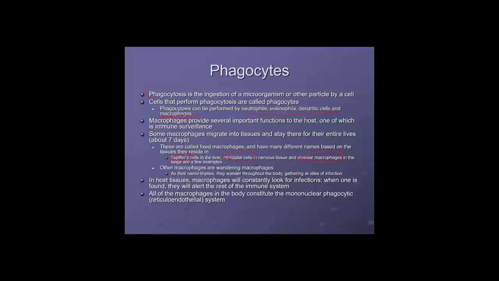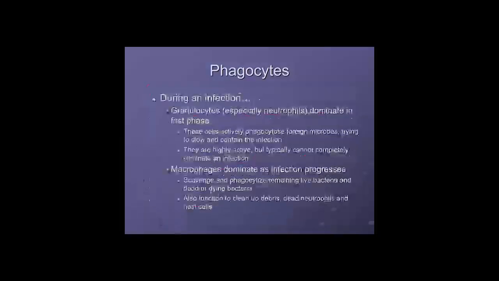Now, all these macrophages that are flowing throughout your body and monitoring your tissues create what we call the mononuclear phagocytic system. Older textbooks will call it the reticuloendothelial system. This is the macrophage immune surveillance network that every human body is going to have. And it really is an early warning system when we have microbial invasion.